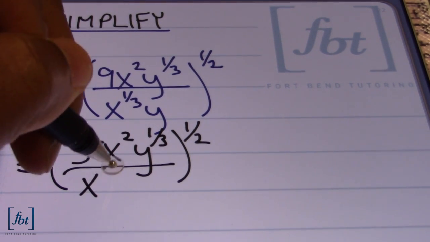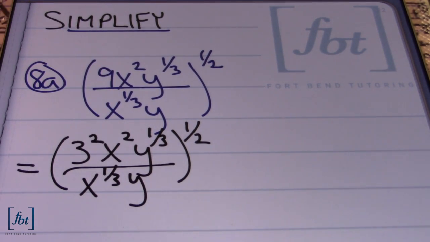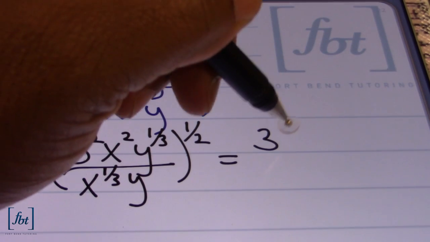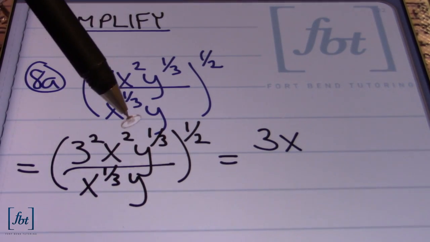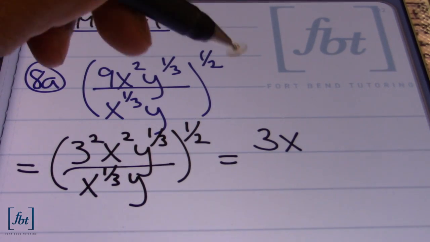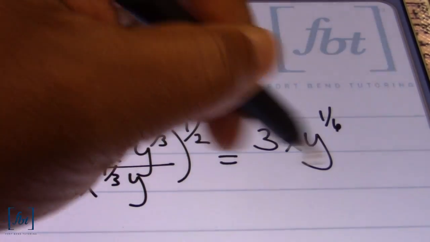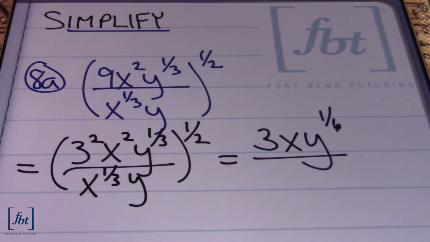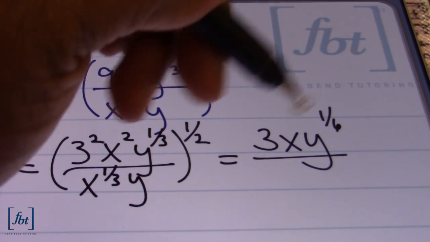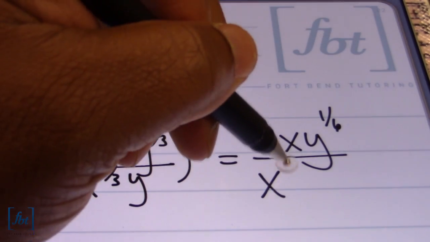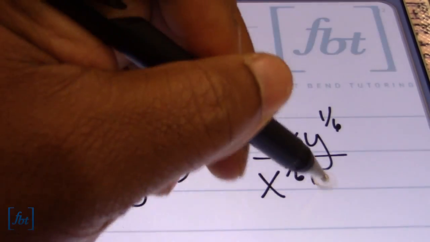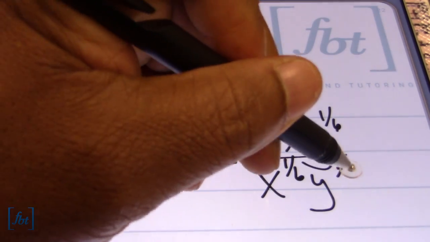All right. So here we have this. From here, let's multiply the exponents. So 2 times 1/2 is just 1. So I'll have 3. This x is to the 1st power now because 2 times 1/2 is 1. The y is going to be to the 1/6 power because we multiplied 1/3 times 1/2. In the denominator, I'll have x to the 1/6 power. And then I'll have y to the 1/2 power.